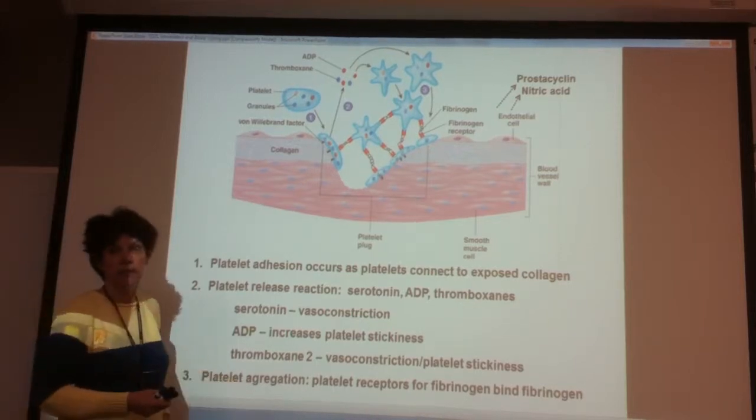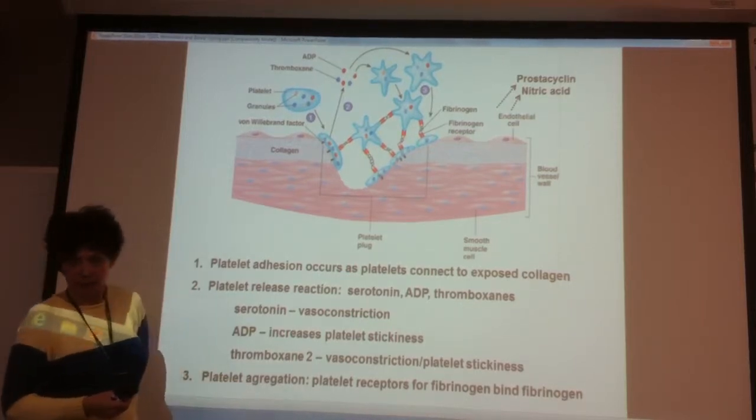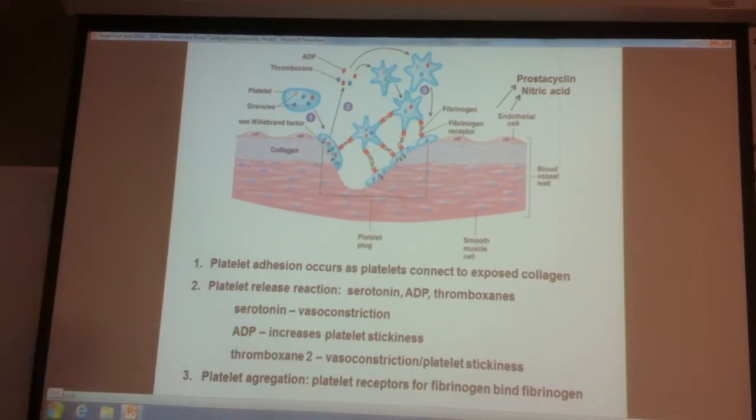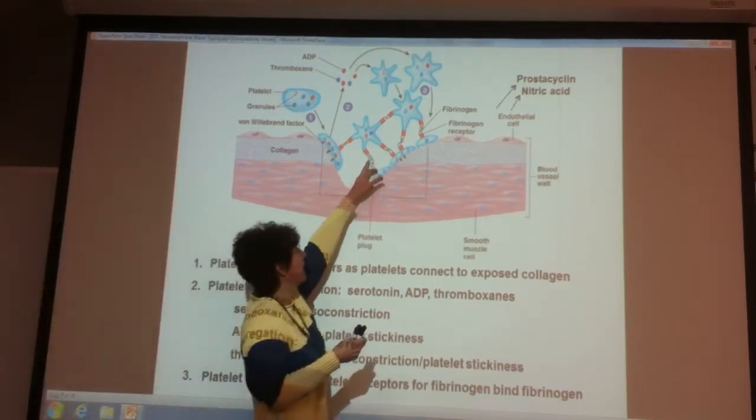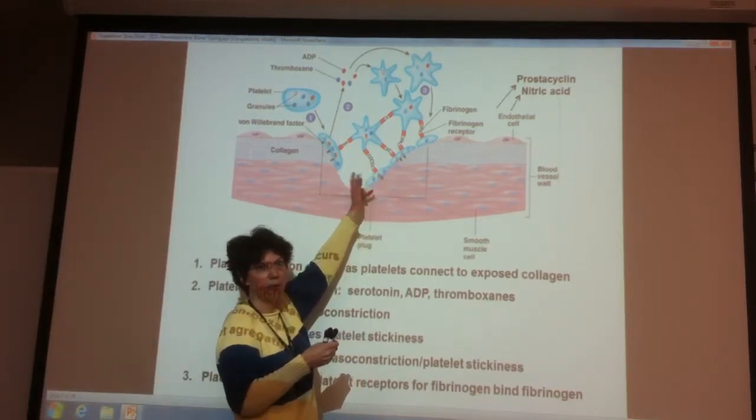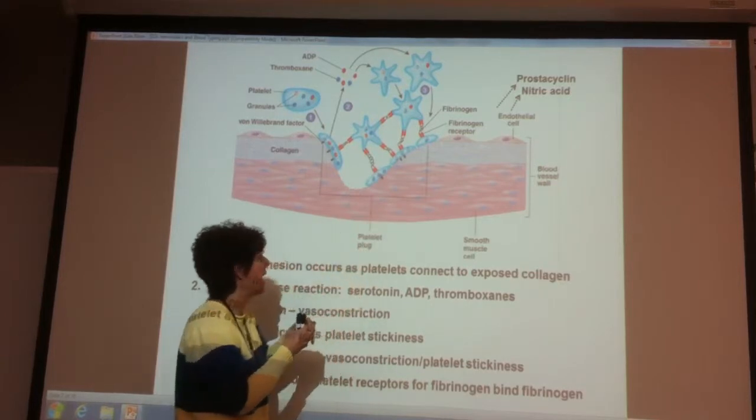Inhibit the platelets to adhere to the vessel wall. That's nitric oxide and prostacyclin. So as the platelets become sticky, remember I said they had actin and myosin? By becoming sticky, I'm not just talking about a glue. They send out those receptors that connect to each other. Von Willebrand factor is part of that connection.